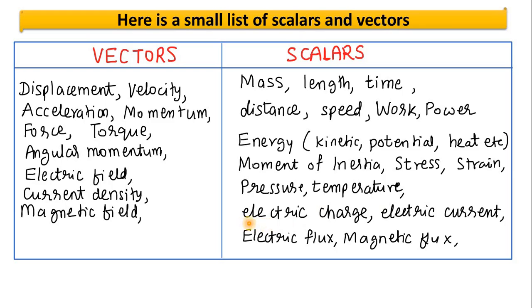In the 12th class syllabus you will study electric charge and electric current. These are all scalars. Electric flux, magnetic flux, these are all scalars. One interesting point is about electric current. Electric current has a direction. When current flows in a wire, the current has a direction along the wire only. But still, electric current is not considered a vector because it is found that electric current does not add like vectors. It doesn't obey the mathematics of vectors, or the vector algebra.